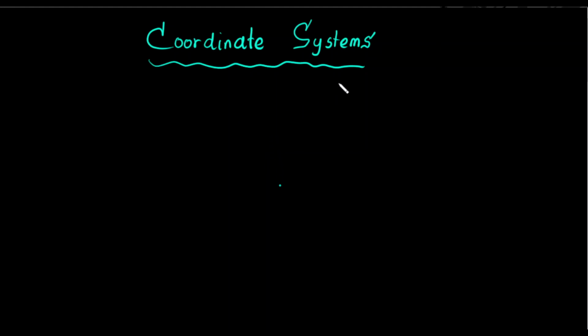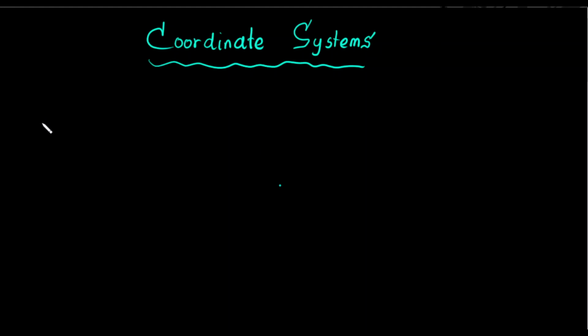Okay, in this video, I'm going to discuss the coordinate systems. When it comes to coordinate systems, we have the Cartesian coordinate system, the spherical polar coordinate system, and the cylindrical polar coordinate system. Why do we need these coordinate systems? In order to describe the position of something, or the motion of some object. So in this video, I'm going to talk about the Cartesian, spherical, and cylindrical coordinates.